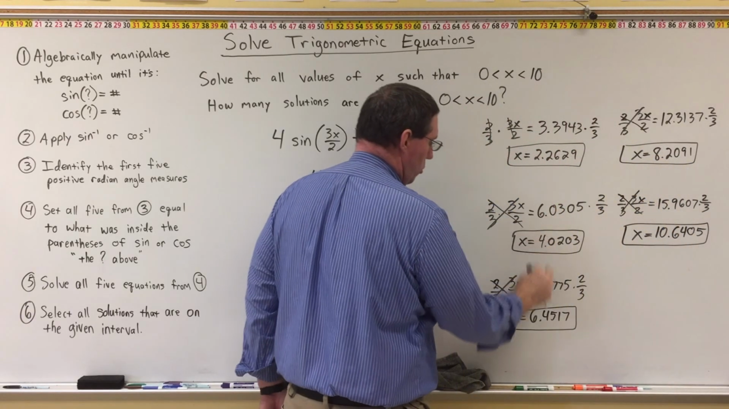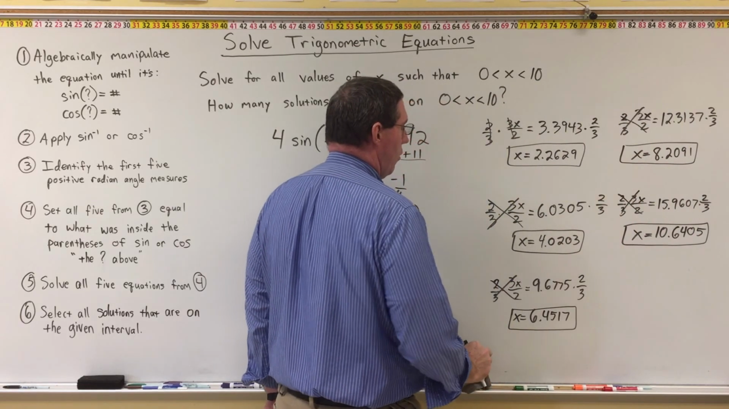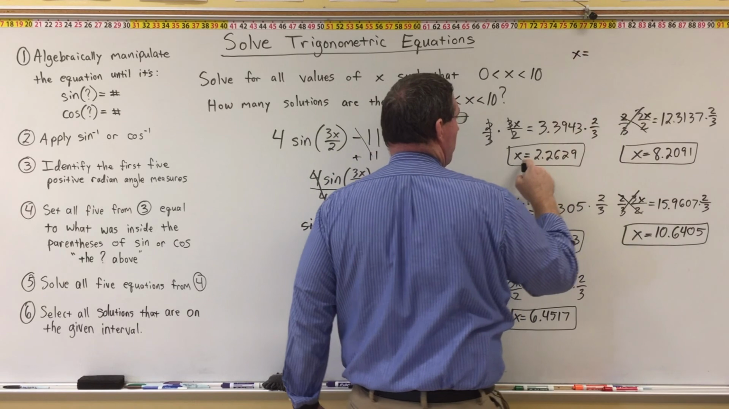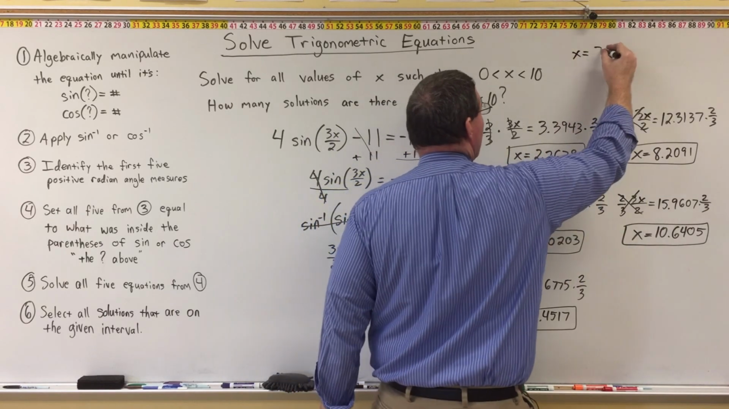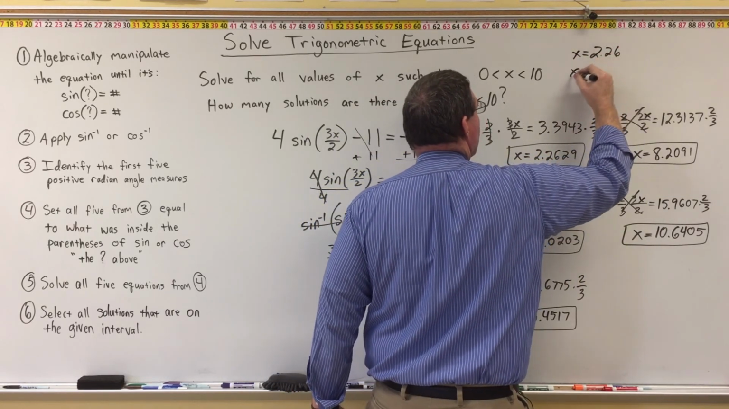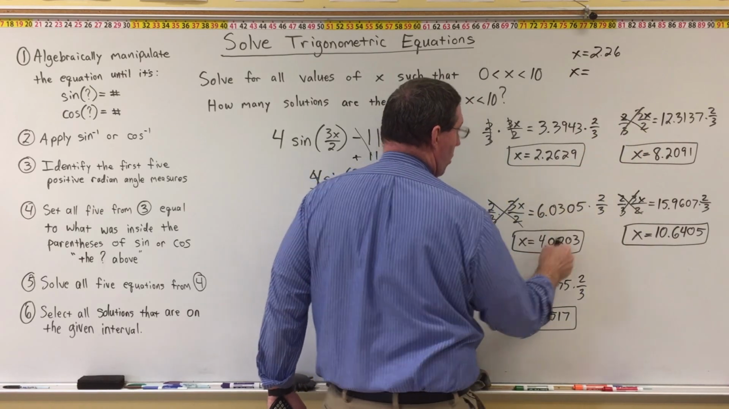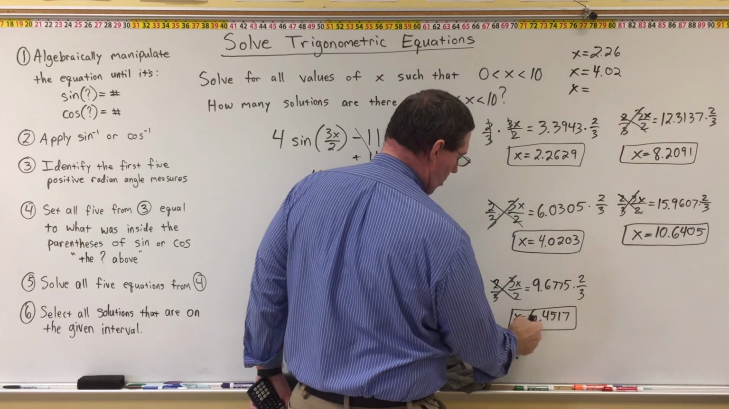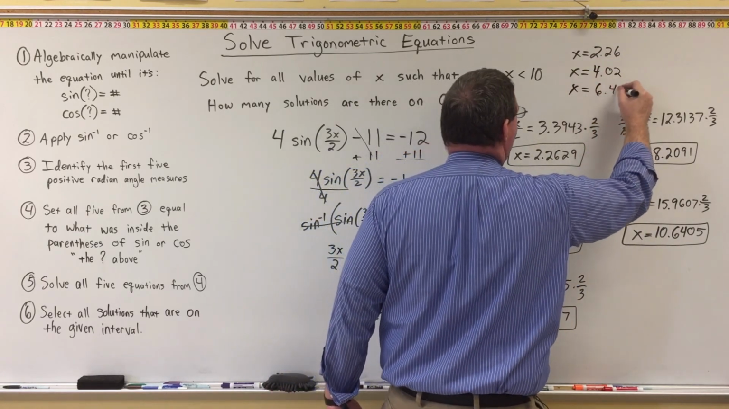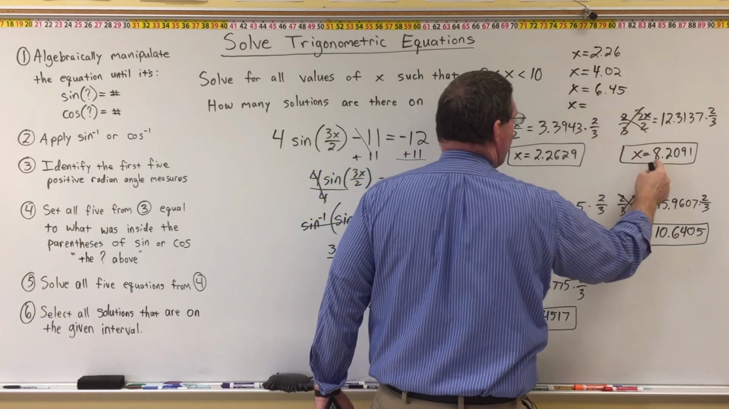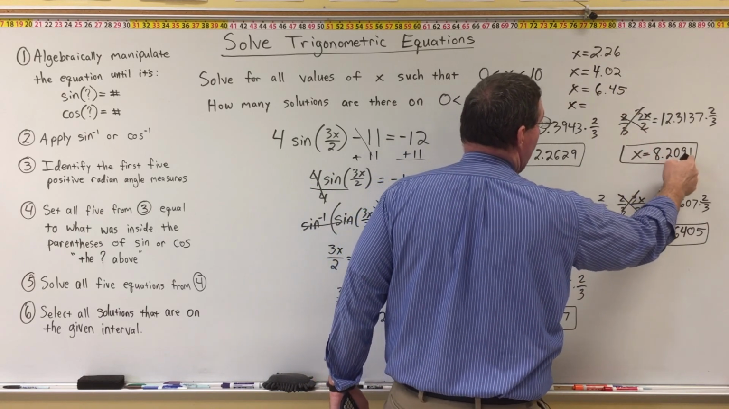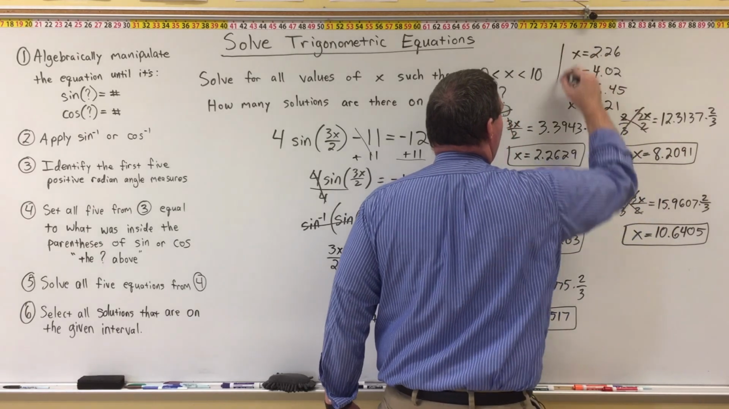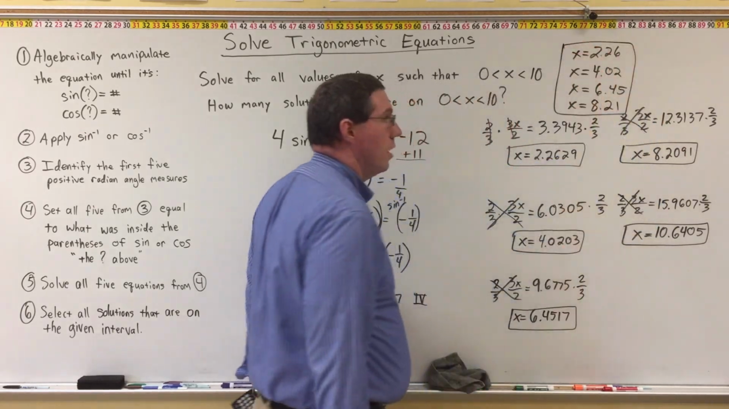Therefore, we have 1, 2, 3, 4 solutions. The 4 solutions are x equals, going to 2 decimal places, 2.26. x equals 4.02. x equals 6.45. And x equals 8.21. We've got to round that. 9 rounds that 0 to 1. 8.21. And there are our solutions. 4 solutions, and that's them.